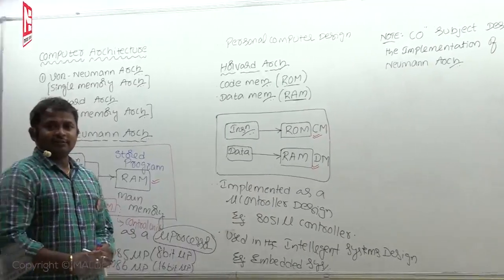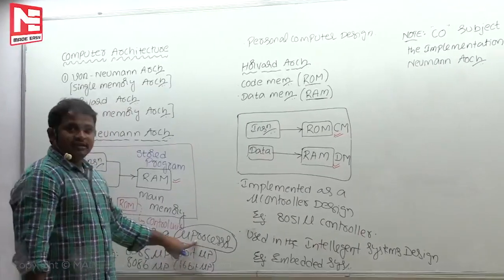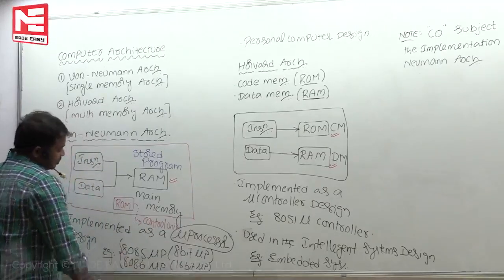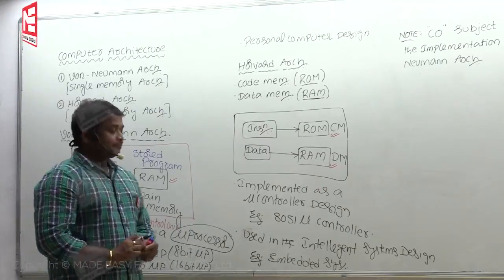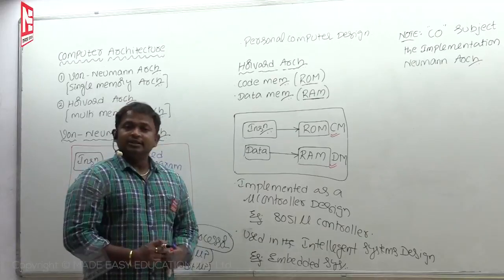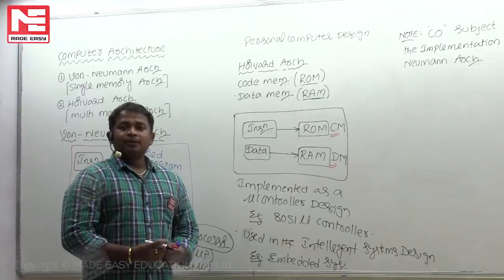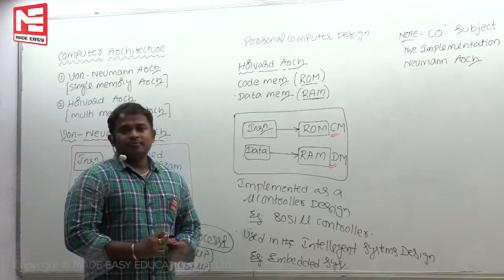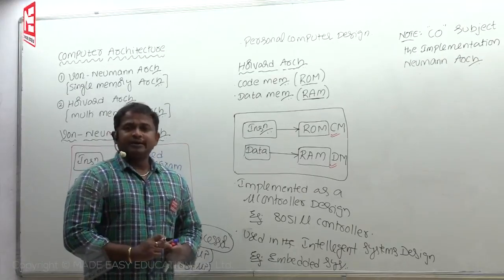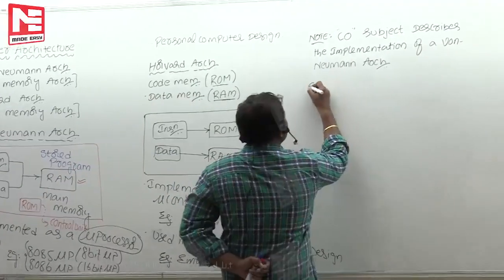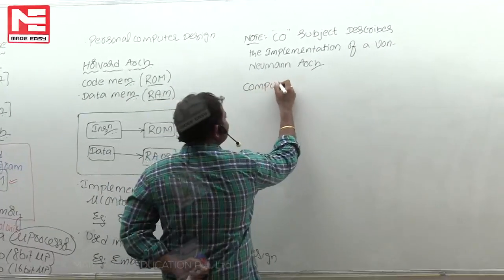Microcontroller is not in the syllabus. Microprocessor is in the syllabus. Therefore, we can refer to the 8085, 8086 as basic machines, which show the implementation of a computer system with the von Neumann architecture. Clear now? Right. Now we are going to see the computer block diagram.